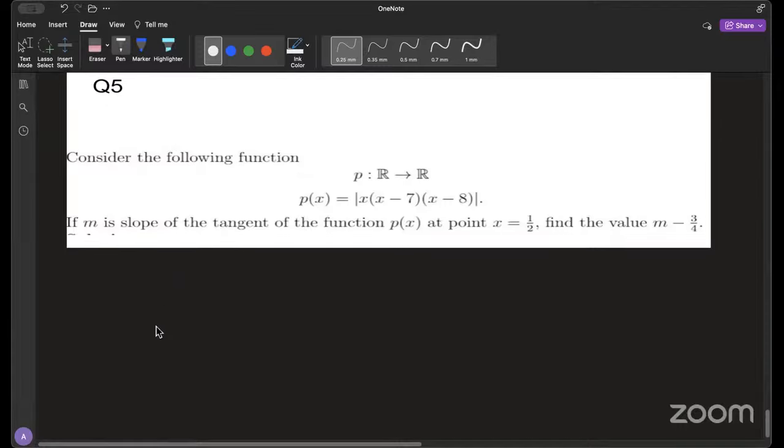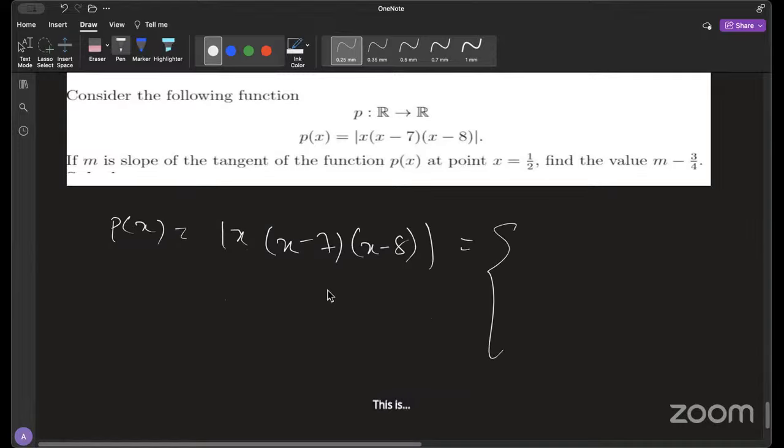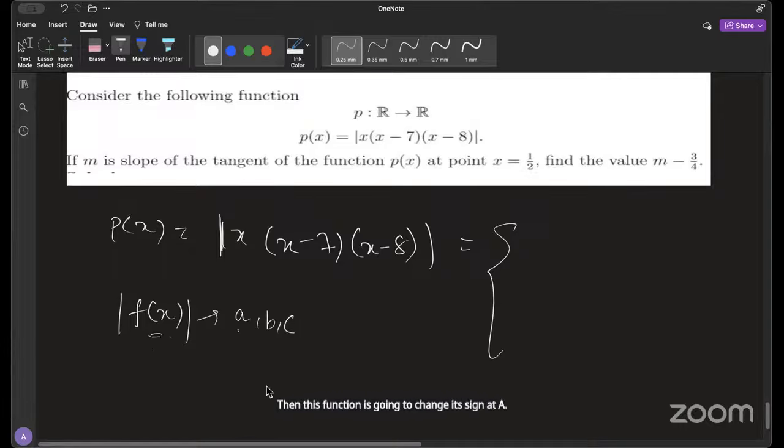So the function given to you is p x equals mod x. Let's just first write it in branch form only. When you have a mod function of f x, it breaks, in the sense that it changes sign at the roots of f x, right? That means if this has roots a, b, and c, then this function is going to change its sign at a, b, c.